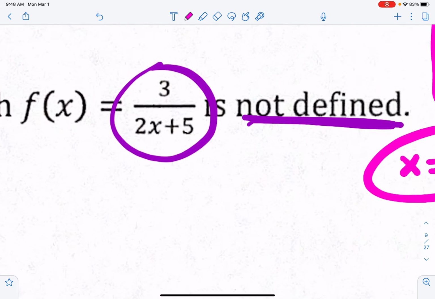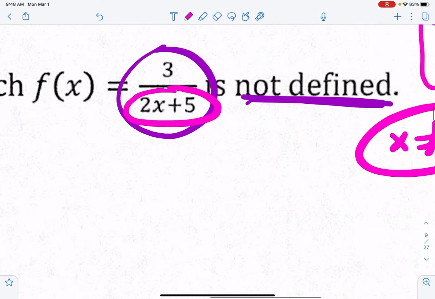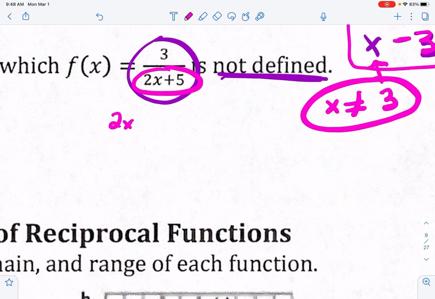But when we look at something a little more complicated in the bottom, like 2x plus 5, doing that in your head is a little bit harder. So what I usually say is, we don't really care about the 3. The 3 we can just ignore for right now. But the 2x plus 5, we literally say 2x plus 5 cannot be 0, because we don't want that bottom to be 0. And then all we do is solve the equation as if it were an equal sign. So I'm going to subtract the 5 over, and then 2x cannot be equal to negative 5.